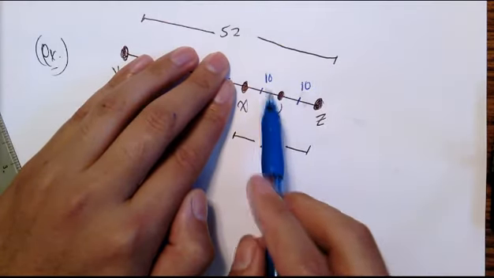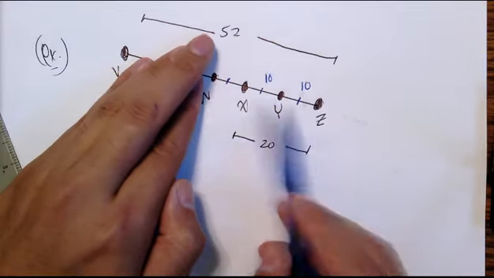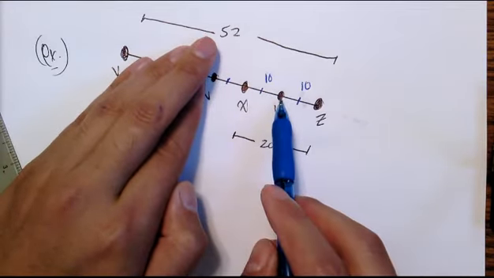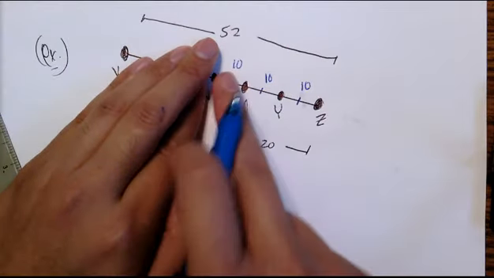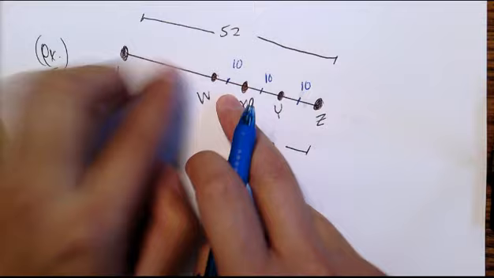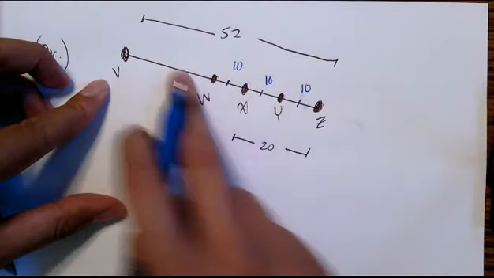Now here's the other thing. If I told you this mark means that it's 10 and that mark means it's 10, you should know what this one is right here because by geometry denotation, that's going to be 10. Now that you have that, 10, 10, and 10, you should know what this one is, VW, because the entire part's 52. How much is left over right here?